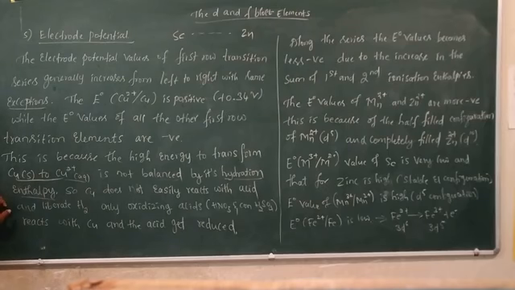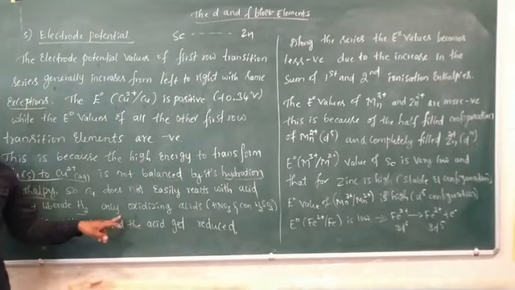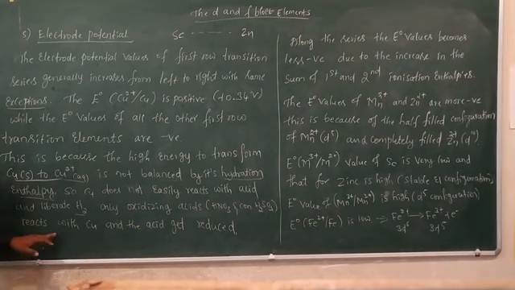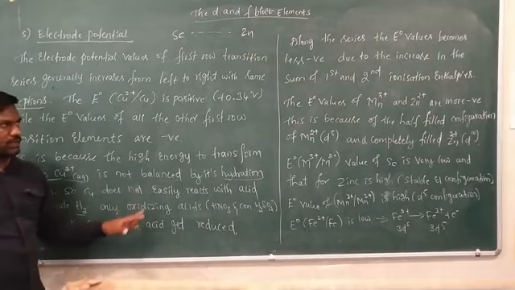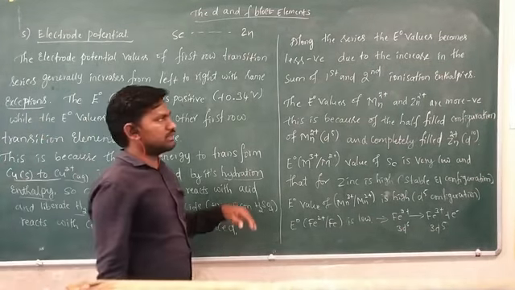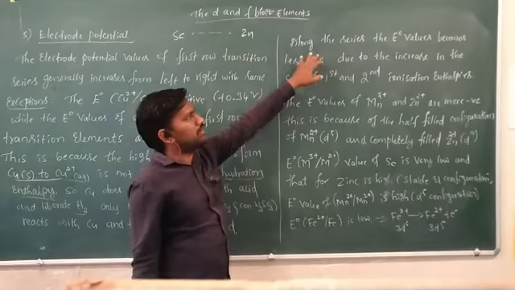So copper does not easily react with acid and liberate H2. The rest react with acids and liberate hydrogen gas, but copper can't. Only oxidizing acids, nitric acid and concentrated sulfuric acid, react with copper, and the acid gets reduced. These are some important cases in the electrode potential of transition elements.